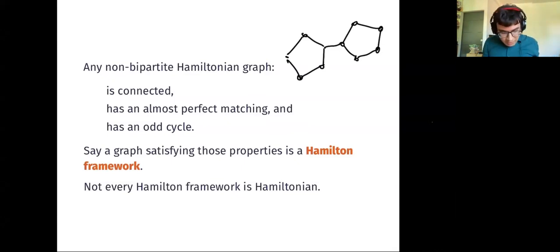But actually, I can destroy the property of being a Hamilton framework very easily. So this is not a very robust Hamilton framework. If I happen to delete this edge here, I will destroy the connectivity of this graph, which I don't want. And if I delete some vertices or one edge, I can destroy the matching, etc. So actually, I not only want a Hamilton framework, but I want a graph which is robust. It has these properties in a very robust way.